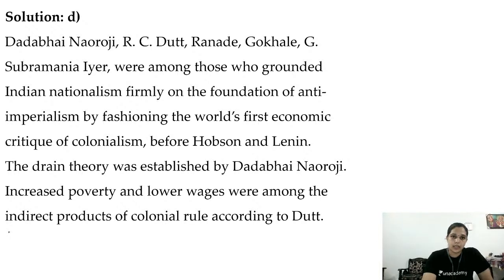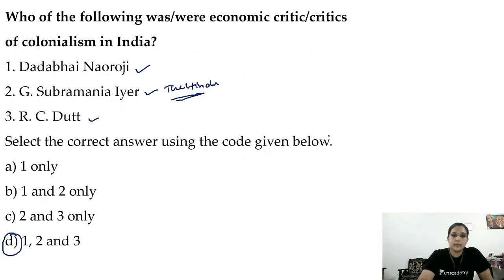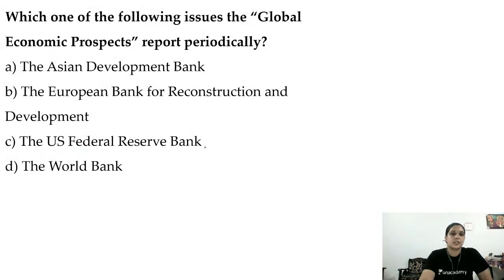See, Dadabhai Naoroji, R.C. Dutt, Ranade, Gokhale, G. Subramania Iyer were among those who grounded Indian nationalism firmly on the foundation of anti-imperialism, fashioning the first economic critique of colonialism. Dadabhai Naoroji, everybody will answer, but G. Subramania Iyer and R.C. Dutt, someone will hesitate, but actually, yes, they were also important economic critics of colonialism in India. Okay, next.